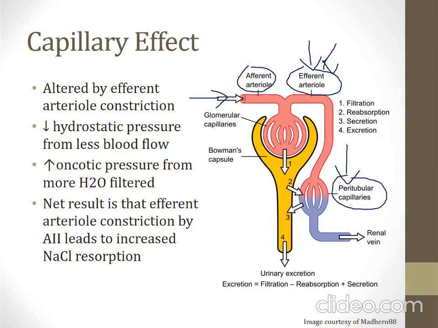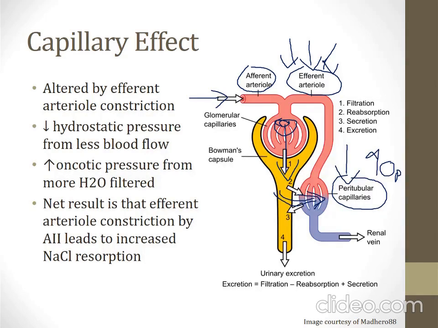This low hydrostatic pressure creates a favorable gradient for the reabsorption of sodium and water in the proximal tubule, and that is called the capillary effect. Another consequence of vasoconstricting the efferent arteriole is that you drive more fluid across the membrane into Bowman's capsule, and you leave more concentrated plasma proteins behind. That raises the oncotic pressure out here in the peritubular capillaries. The oncotic pressure goes up. That also favors the drawing out of more sodium and water in the proximal tubule.